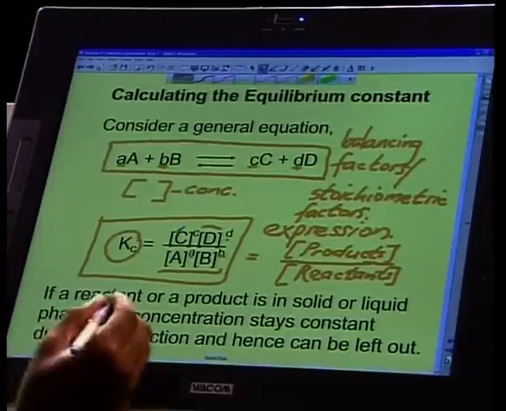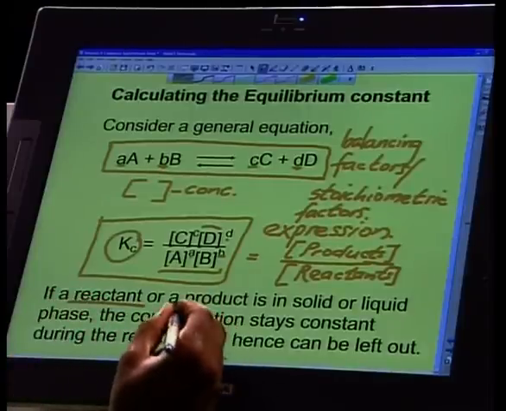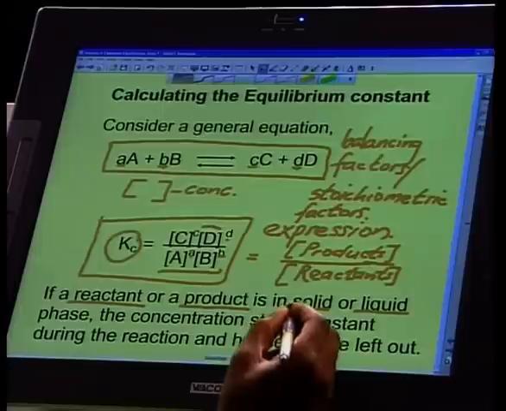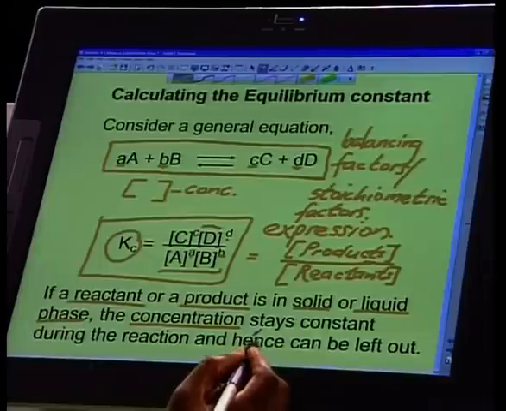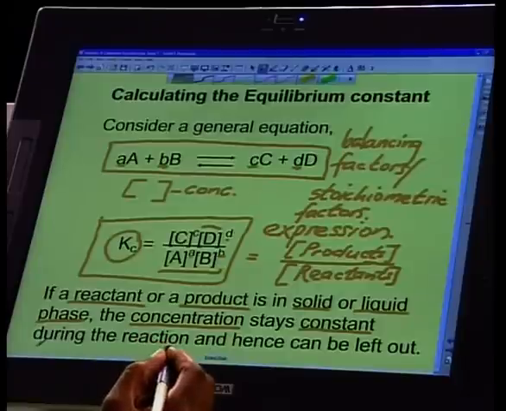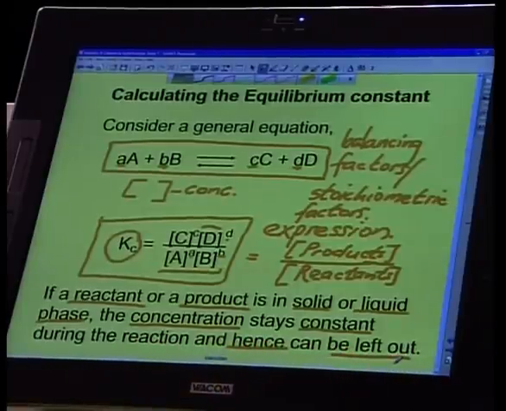Okay? Now, there's something very important written down here. It says, if a reactant or a product is in solid or in liquid phase, the concentration of such a substance stays constant during the reaction and therefore can be left out. Therefore, we don't have to put it into our equilibrium constant expression. Okay, we will look at some examples. I think that is going to help us to see what is happening here.